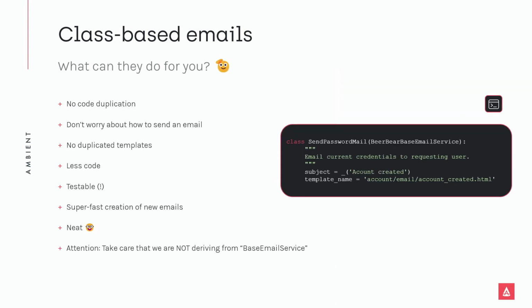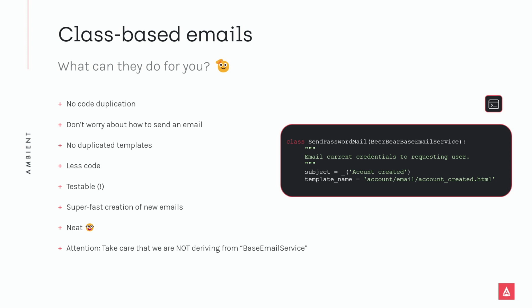So if you remember this huge abomination email code I showed you a couple of slides ago, this is basically doing exactly the same. You see there's no code duplication, it's very, very little code, it's testable, I'll come to this later. It's super fast to create new emails because it's just a couple of lines and you can just copy them, adjust a few things and you're good to go.